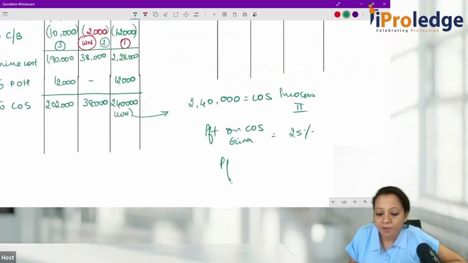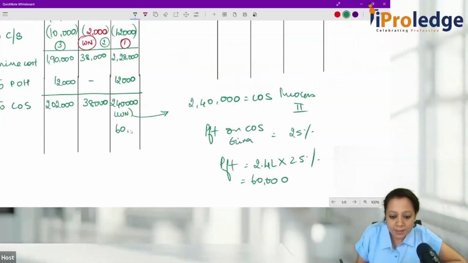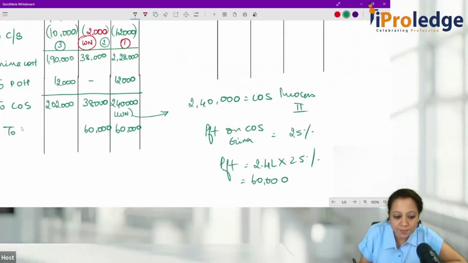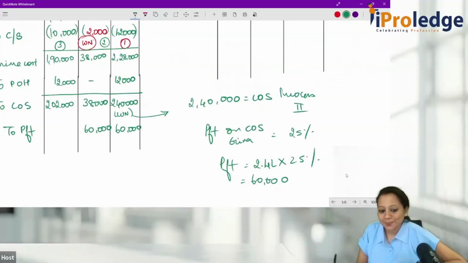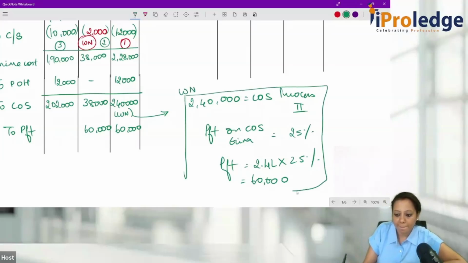That means profit is equal to 2.4 lakhs into 25 percentage. How much is that? 60,000. So it is going to be 60,000. This is very similar to what we did previously. So we will write by process three after you write the working note and the profit. Whatever is in the box is the working note.